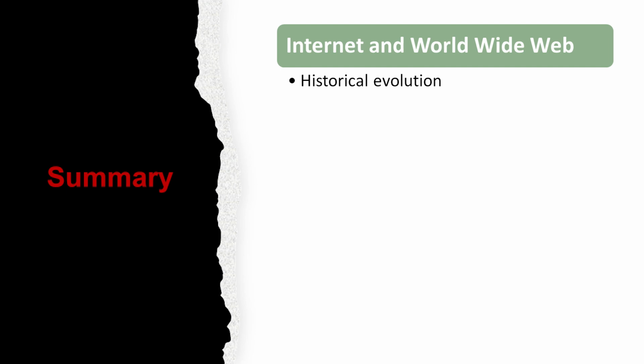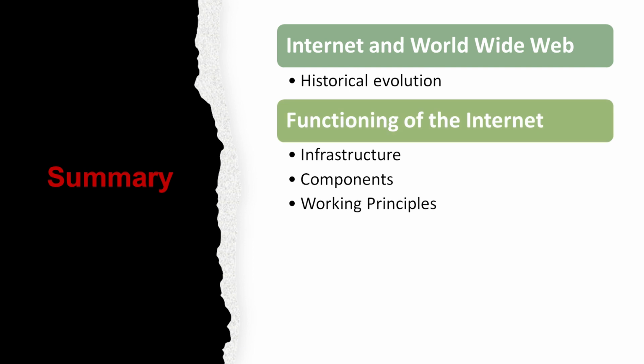We also looked at the major difference between the internet and the World Wide Web, and the major functioning of the internet. What is the infrastructure that's enabling the internet to function? The TCP/IP to the FTP to the various protocols, including the hypertext transfer protocol and others. We learnt about packets and protocols. We learnt about the various components of the internet and the various working principles of the internet.